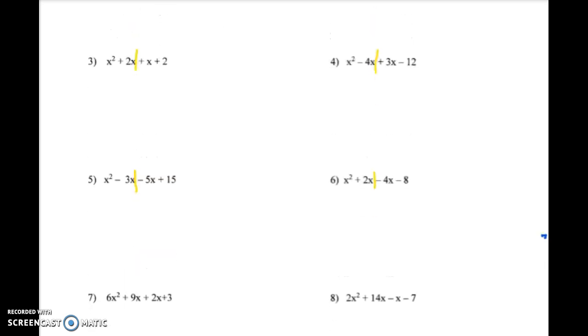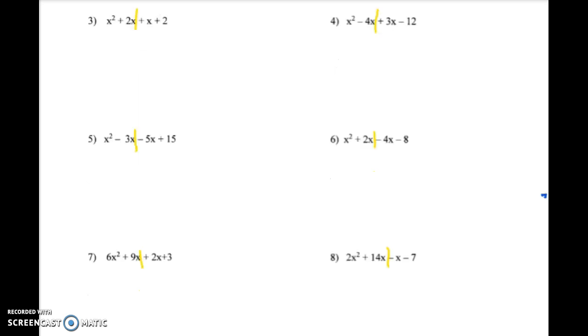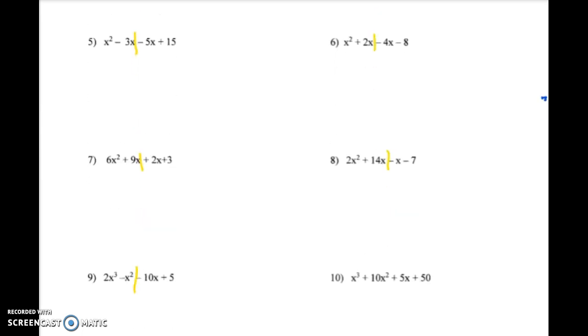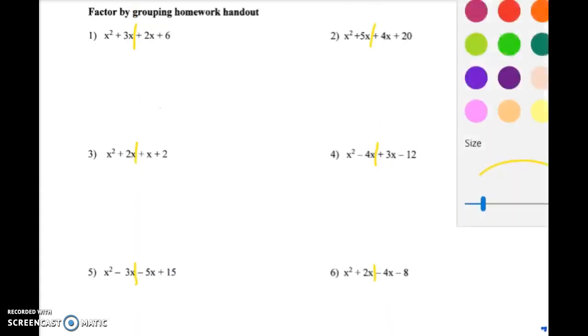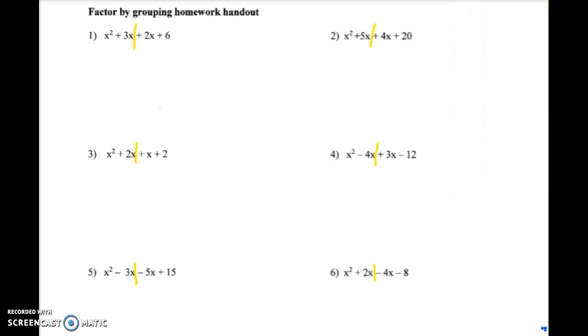All right, the first thing I'm going to do when I work through these problems is put a little line to separate the first half and the second half, because they're factored by grouping and they all have 4 terms. So right after the second term, I'm putting a little line to remind me what the first part of the grouping is and then the second part of the grouping. That line doesn't have to be written, but it helps me remember where I am and points out to you what I'm doing.